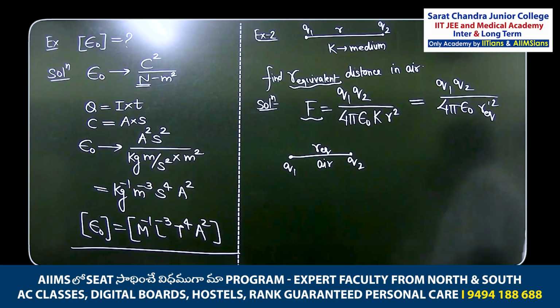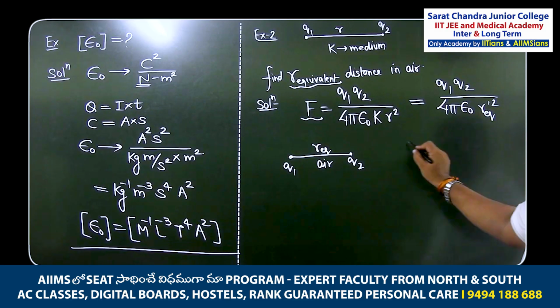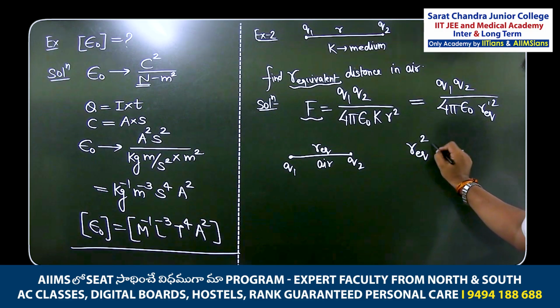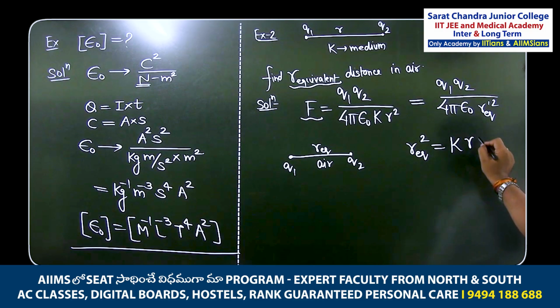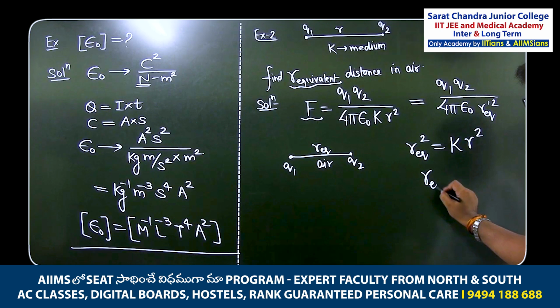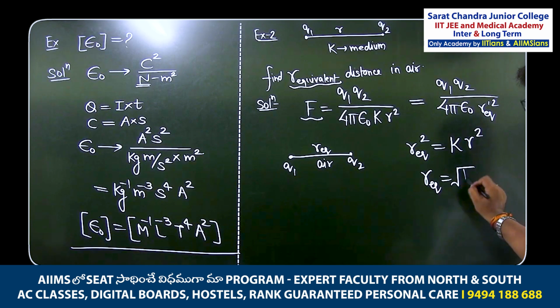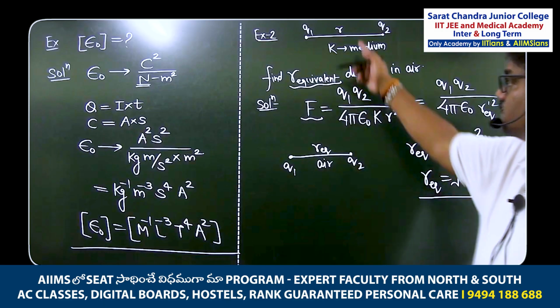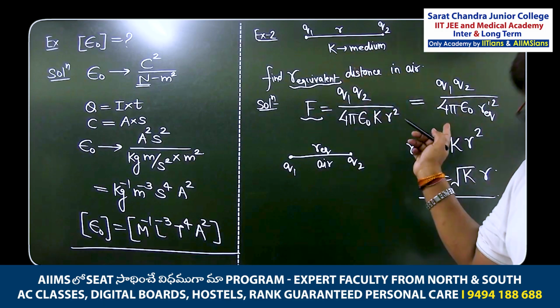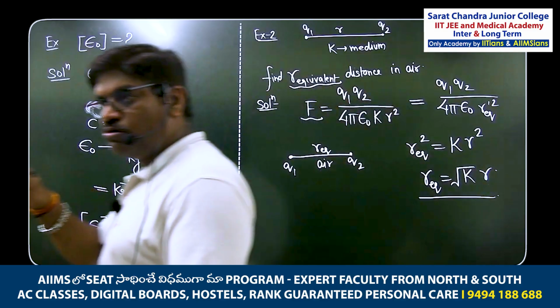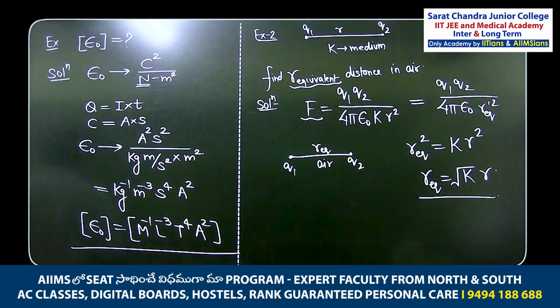Everybody, so now can you get this? What is this R equivalent? R equivalent square is equal to K times R square. That means R equivalent is under root of K into R. That means if the distance is R in the medium, then in air it will be root K times R. All right.